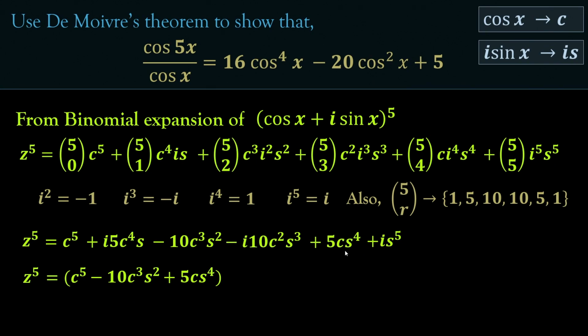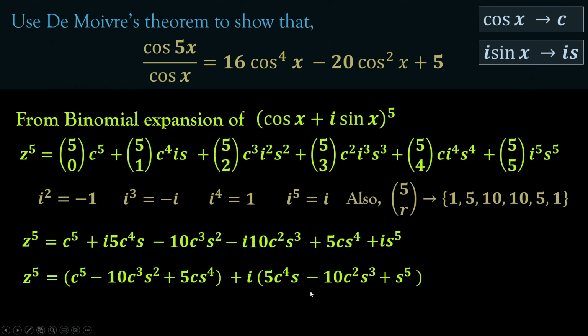And now we have to add the imaginary part. The imaginary part contains this, contains that, and the last one. So I'll put the i out of the bracket. So I'll say plus i times 5 c to the power 4 s, minus 10 c squared s cubed, and plus s to the power of 5.